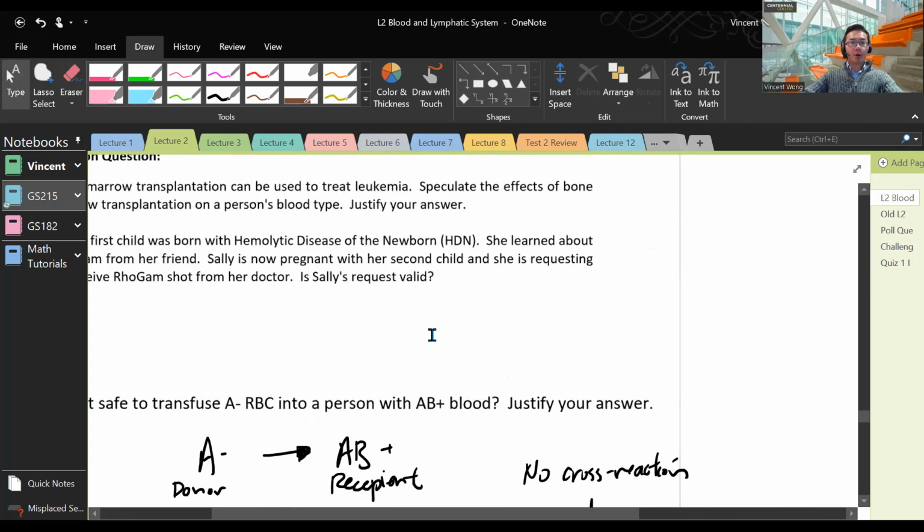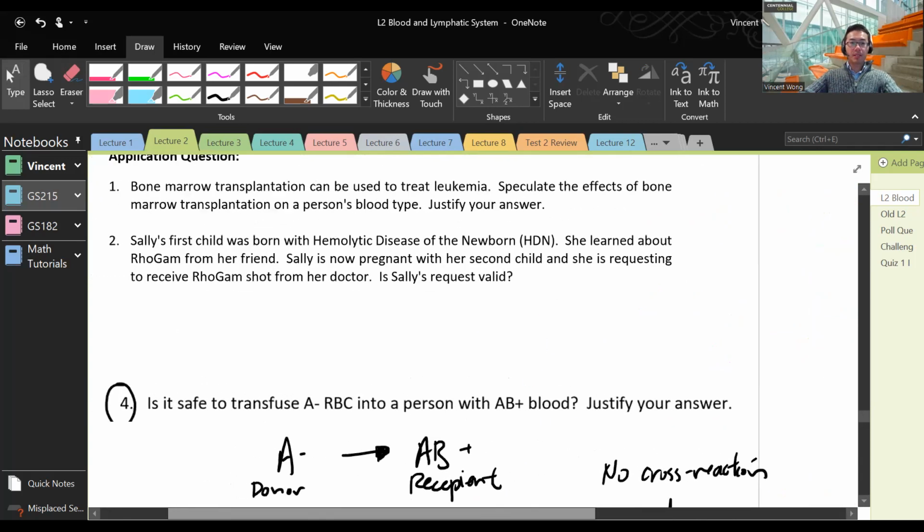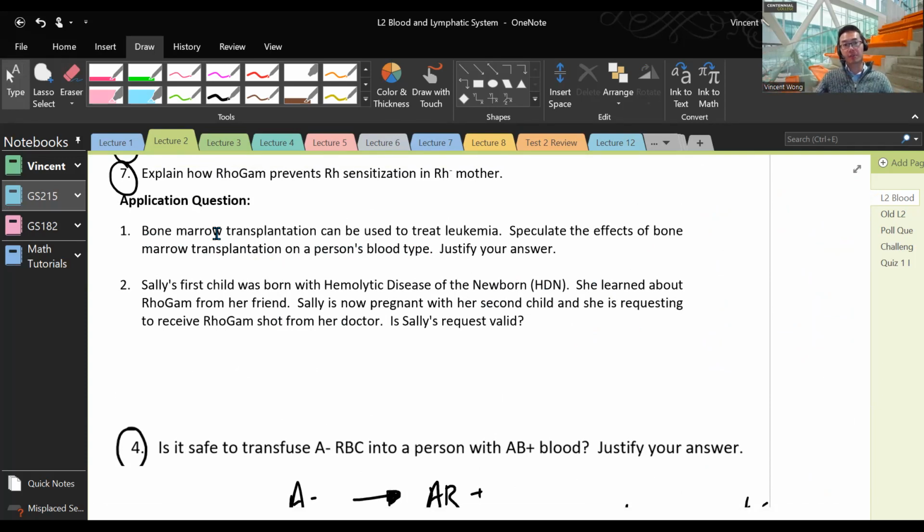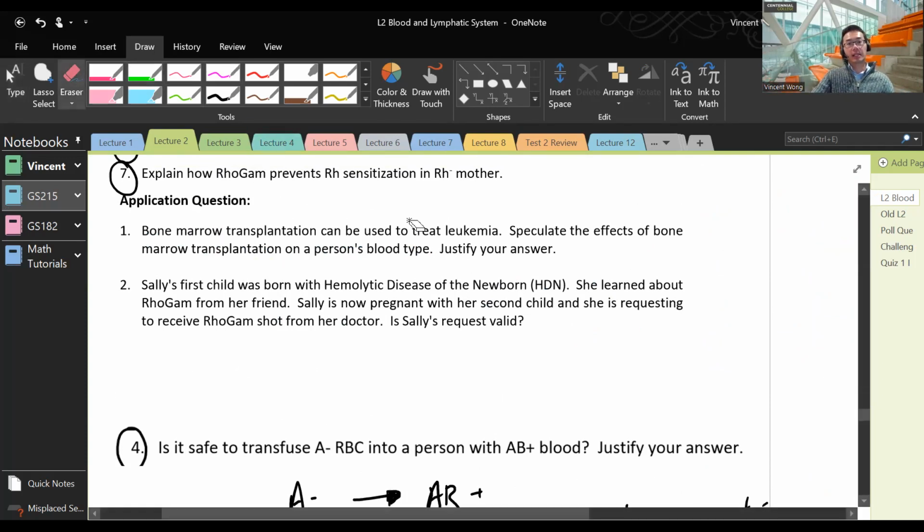Application question. Bone marrow transplantation can be used to treat leukemia. Speculate the effect of bone marrow transplantation on a person's blood type. Justify your answer. So bone marrow contains the stem cells that are going to specialize into your blood cells, right? Through hematopoiesis. That's a term that we talked about in lecture. That forms all your red cells.